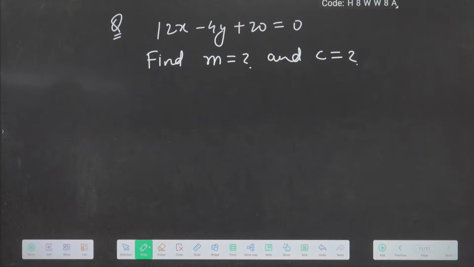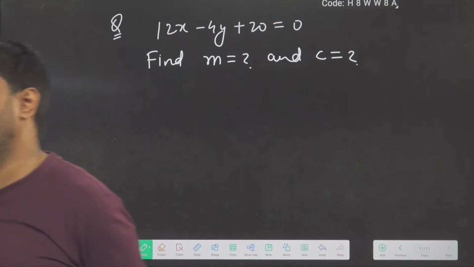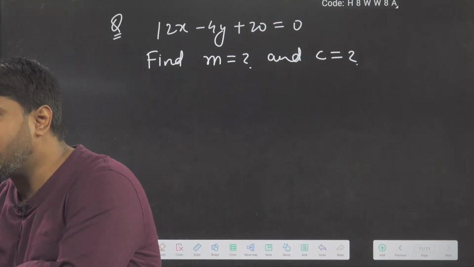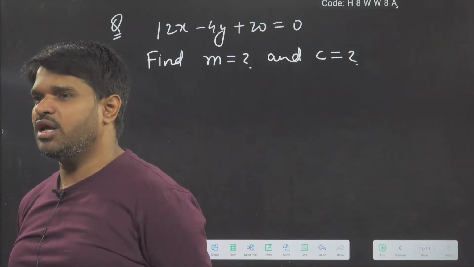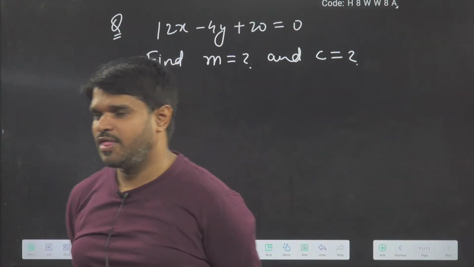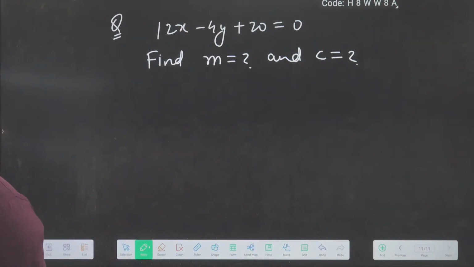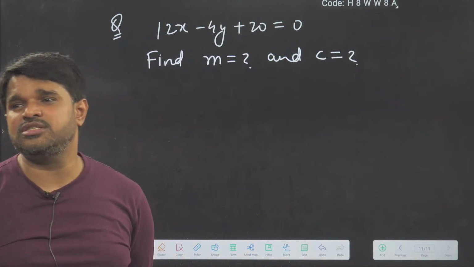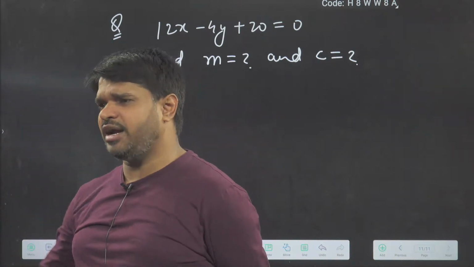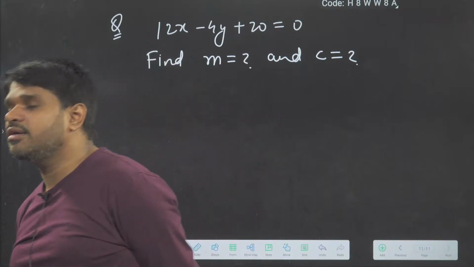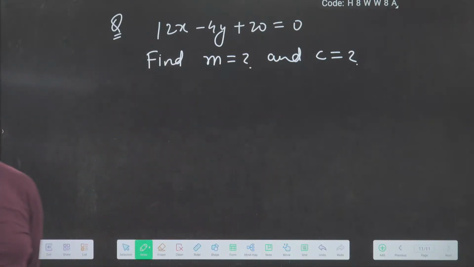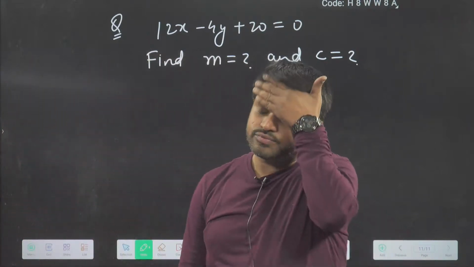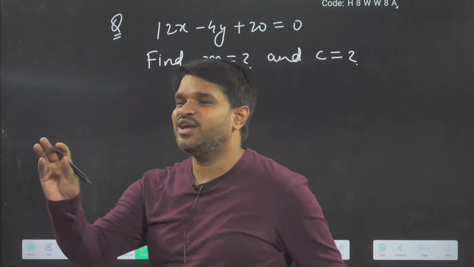Sandhya Rani, one answer is wrong. Correct. Both are correct. Slope is 3. Sandhya Rani, it is correct. Okay, m is 3, c is 5.